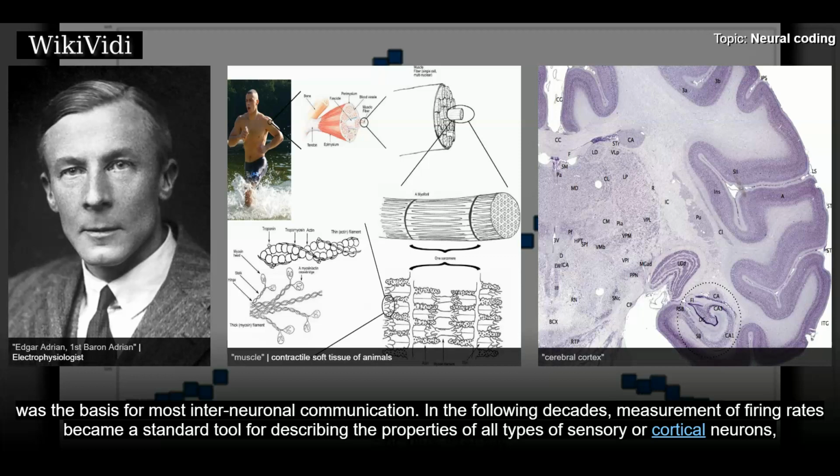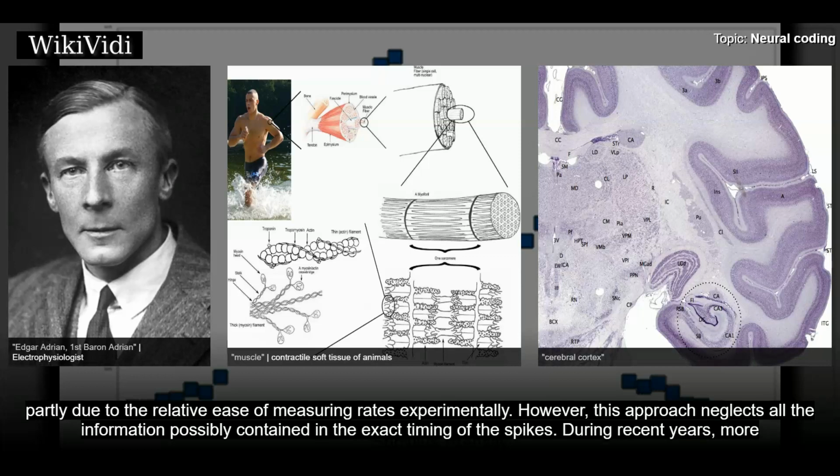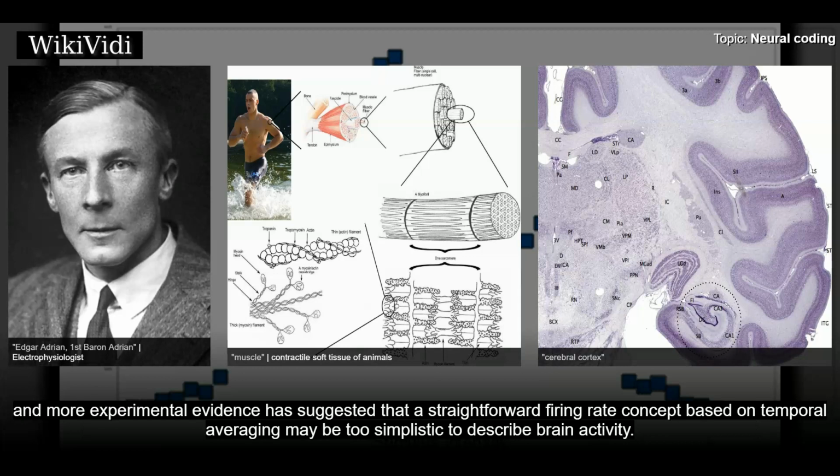In the following decades, measurement of firing rates became a standard tool for describing the properties of all types of sensory or cortical neurons, partly due to the relative ease of measuring rates experimentally. However, this approach neglects all the information possibly contained in the exact timing of the spikes. During recent years, more and more experimental evidence has suggested that a straightforward firing rate concept based on temporal averaging may be too simplistic to describe brain activity.